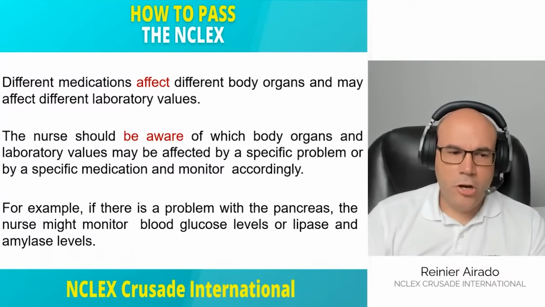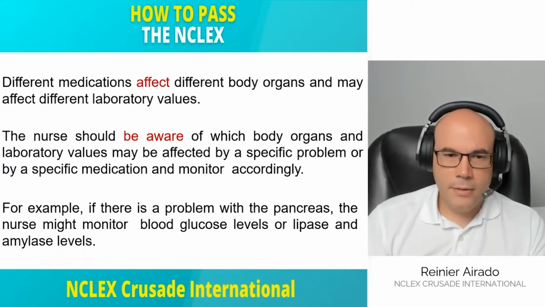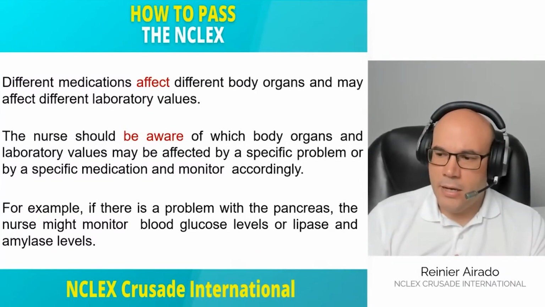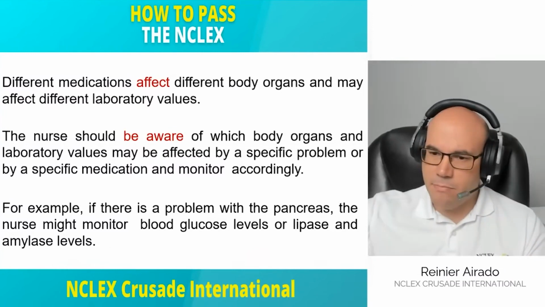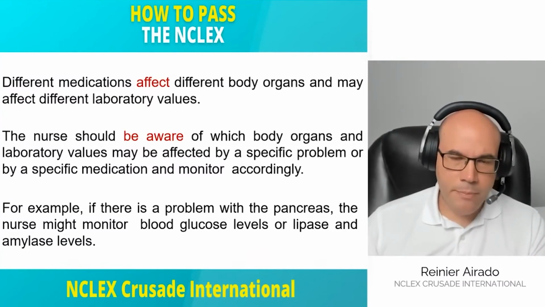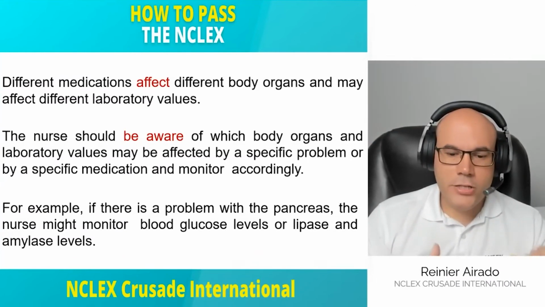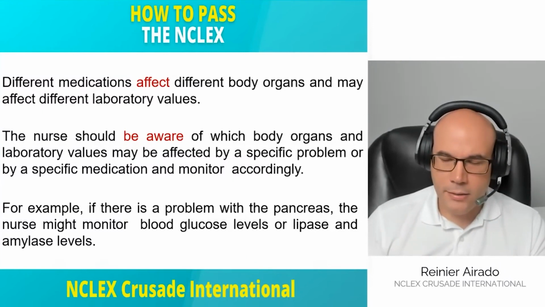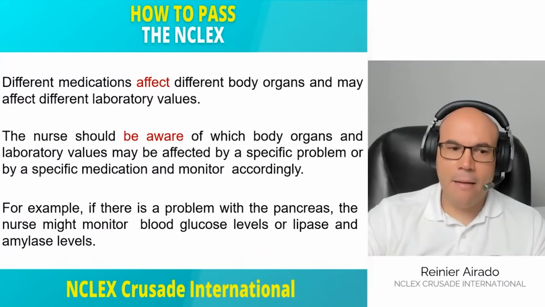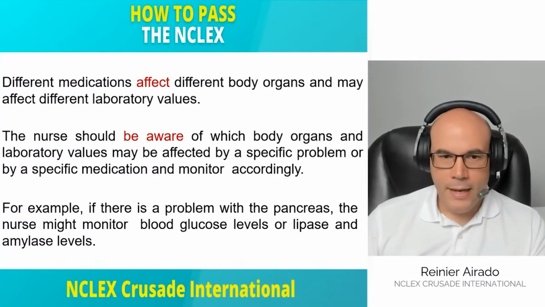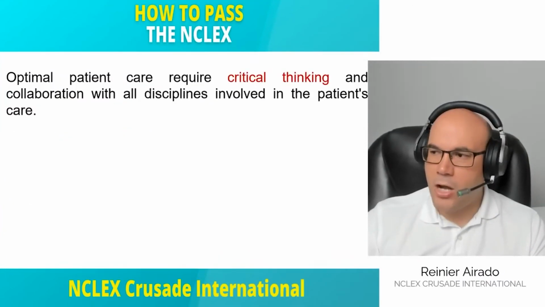For example, when they're telling you that a patient has a problem in the pancreas, then you have to know, what is the relationship between the pancreas and my question? I'm giving this medication, but what is the relationship with a patient with a pancreatic problem? What is the nursing intervention that is important in order to show the NCLEX that I am a safe nurse? And this is the key. This is the most important thing when it comes to critical thinking.